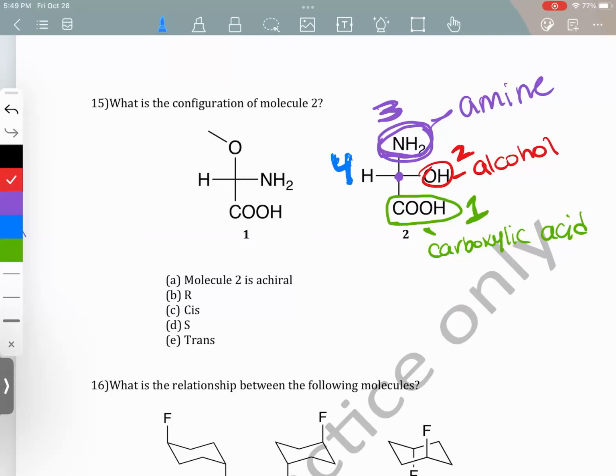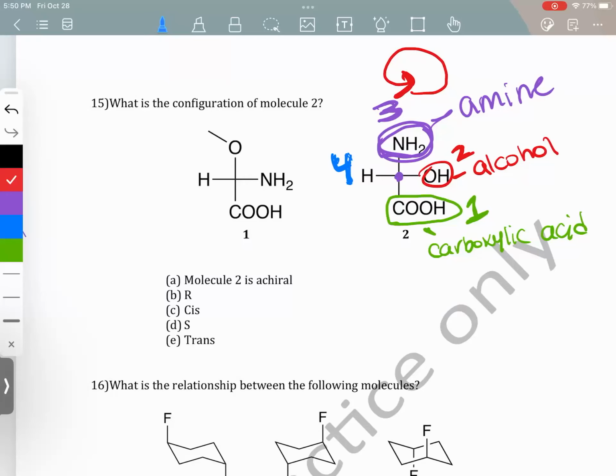So when you're counting your priorities, 1, 2, 3, where's your hand moving? Clockwise or counterclockwise? Counterclockwise. It's going counter, right? So it's S. We would think it's S. Here's the thing these scientists love to do. I don't even know how Ben figured this out. Like, I need to ask him.